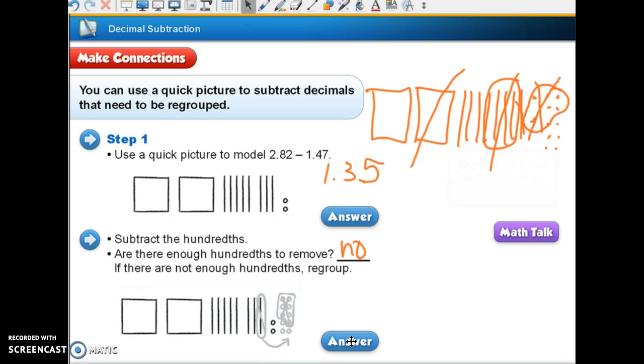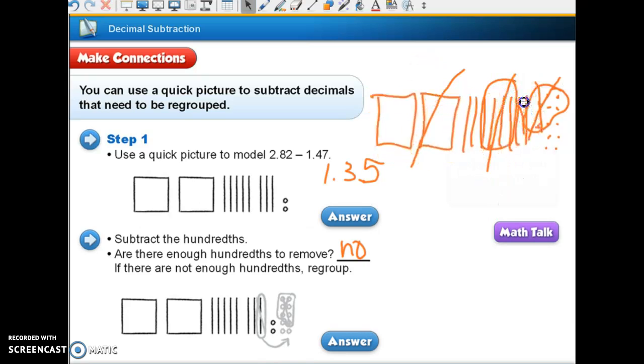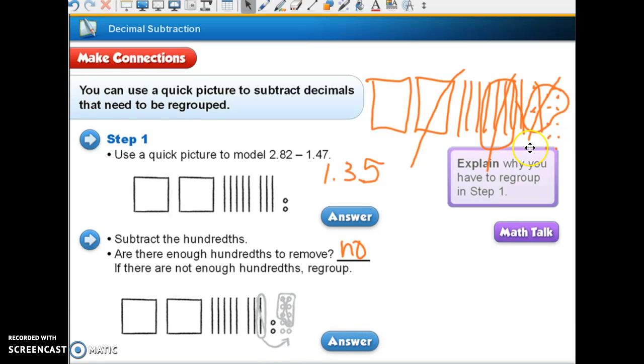Okay, so the regrouping like I did, they just circled it differently. Notice how when they take these and get rid of them, not those, this one, that they circle it, and then they draw that arrow over to signify where those 10 hundredths went to.